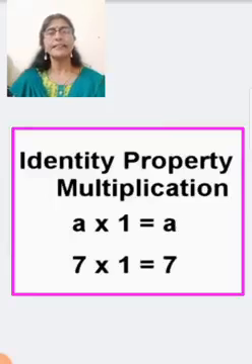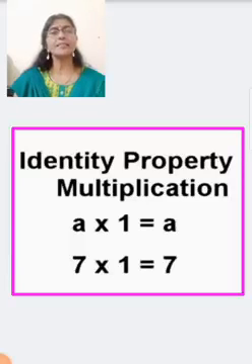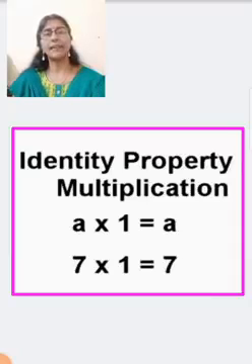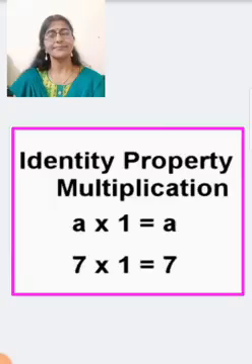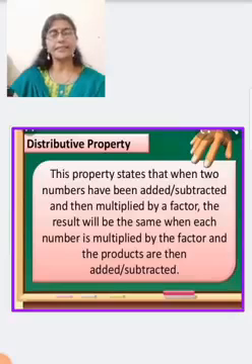Now here you see identity property of multiplication. Now this identity property of multiplication means any integer when it is multiplied by 1 is the same integer, the same number. For example, 7 multiplied by 1 is equal to 7. Now let us go to the next property and understand it.